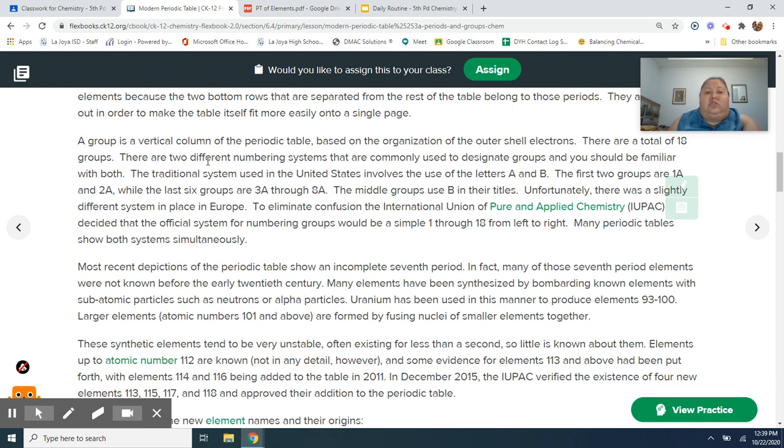There are 2 different numbering systems used to designate the groups that you should be familiar with. In the United States, we use the traditional system. We use letters A and B to differentiate between different groups. The United States makes things harder. The first 2 groups are 1A and 1B, while the last 6 groups are 3A through 8A.